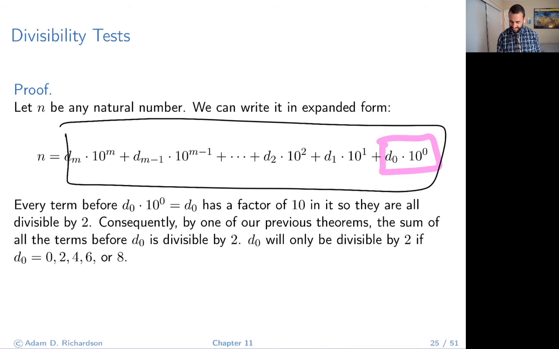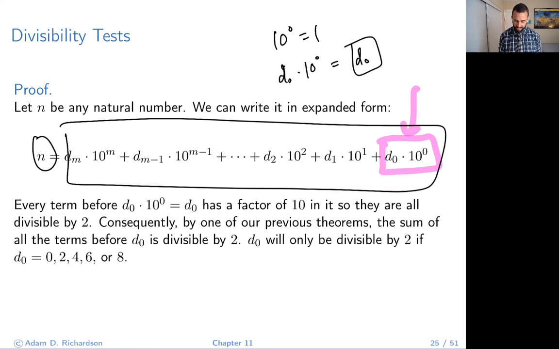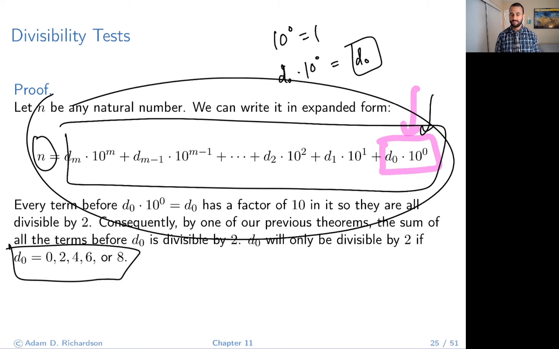But now, what does this thing represent? 10 to the 0 is 1. Let me pull this out. 10 to the 0 is 1. So d sub 0 times 10 to the 0 is really just d sub 0. But d sub 0 is just the ones digit. It's whatever digit is in the ones place, right? And so what we're saying is that this number will only be divisible by 2 if the ones digit is divisible by 2. That's what we were trying to prove, right? So in other words, if that ones digit is a 0, 2, 4, 6, or 8, then the whole number is divisible by 2. And that's the proof.